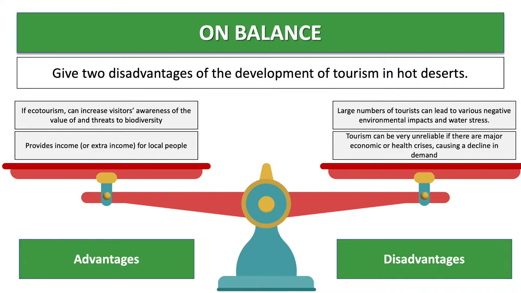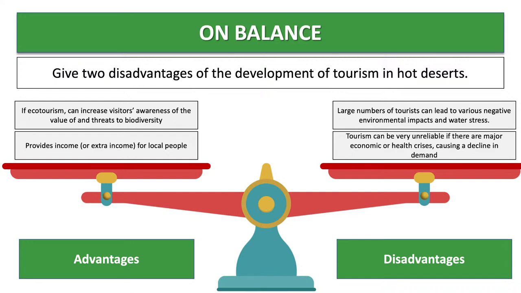We've got destruction of important habitats, and that links to what's on the screen here. So large numbers of tourists can lead to various negative environmental impacts and also water stress. So absolutely, they can cause erosion, they can cause litter, they can trample the vegetation, all sorts of things there. So they could destroy those important habitats, and it would cause that stress on the environment. And also you've got water stress, so particularly where you've got luxury tourism taking place. Those great big hotels in Las Vegas, for example, would cause all sorts of possible issues with over abstraction, particularly from the Colorado River in that area.